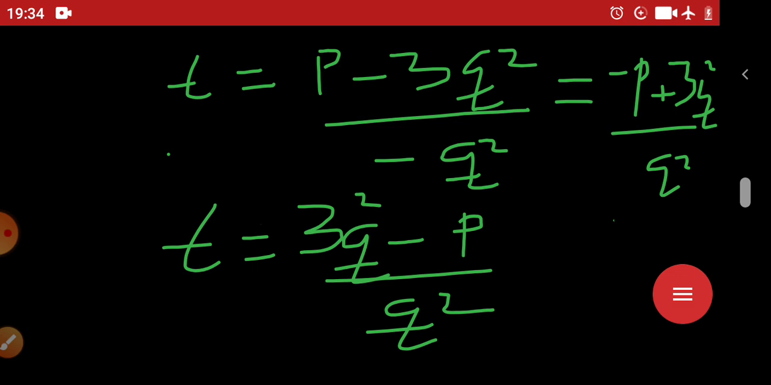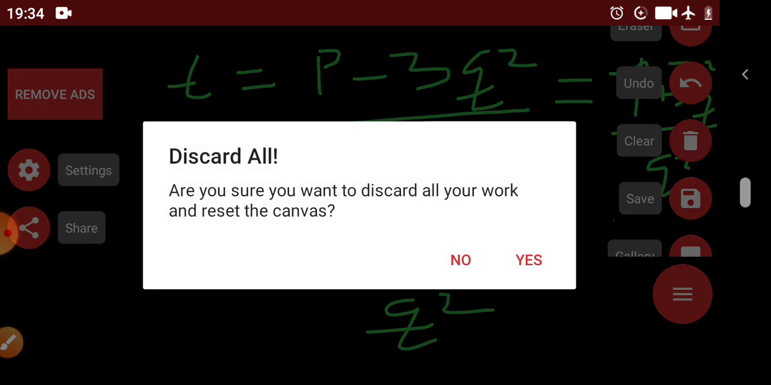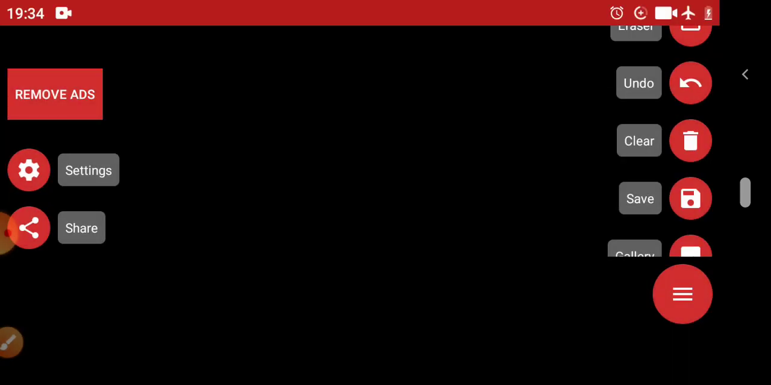Okay, so I've done F, so now let's go to question 3, where we need to transpose. In question 3, let's do A, where we need to make r the subject of the formula.